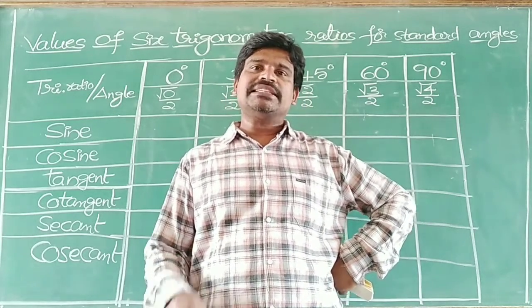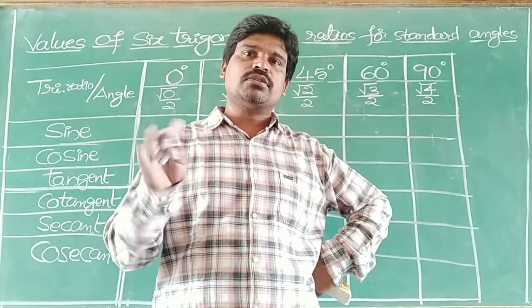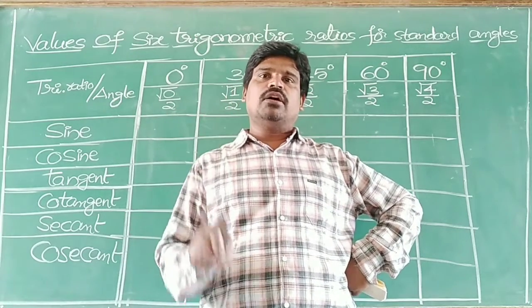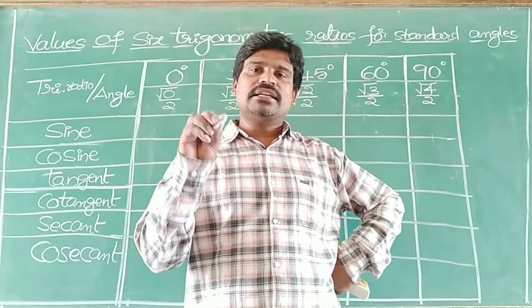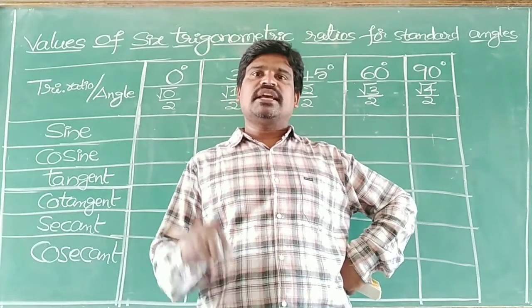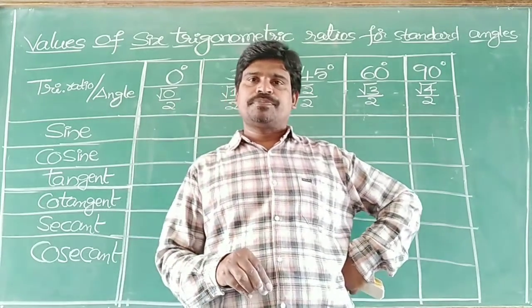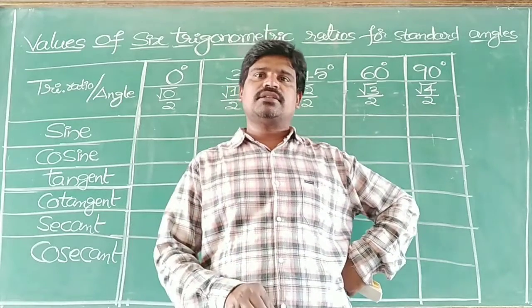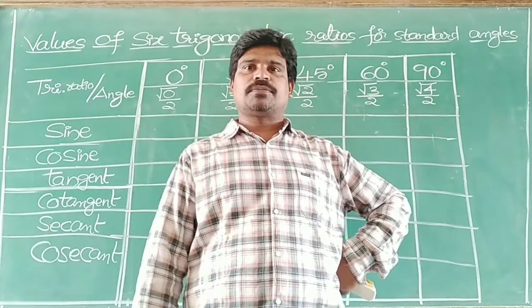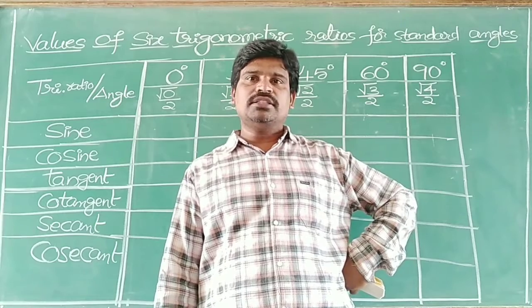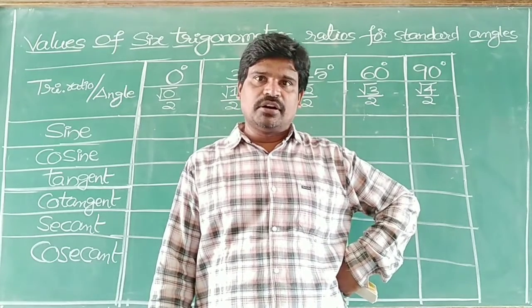Suppose you apply sine, the trigonometric ratio. Sine 0 value, how much? Sine 30 degrees, how much? Sine 45 degrees, how much? Sine 60 degrees, how much? Sine 90 degrees, how much? So how do we remember these values for the six trigonometric ratios?